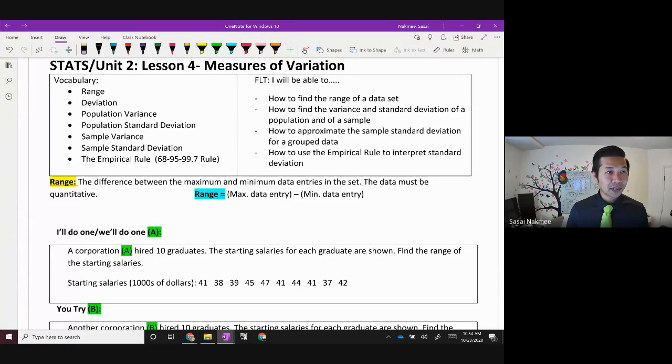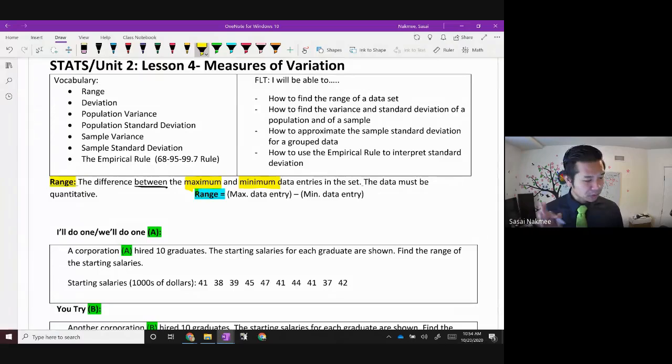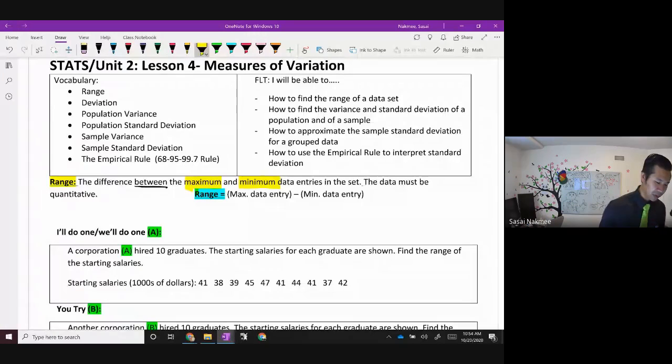Easy stuff right here. The very first part is calculating the range of a data set. Okay, so let's take a look here. The range is simply the difference between the maximum and the minimum. So you take the largest number, subtract the smallest number from it, and that's your range, right? Easy. That's all you have to do to find the range of something.